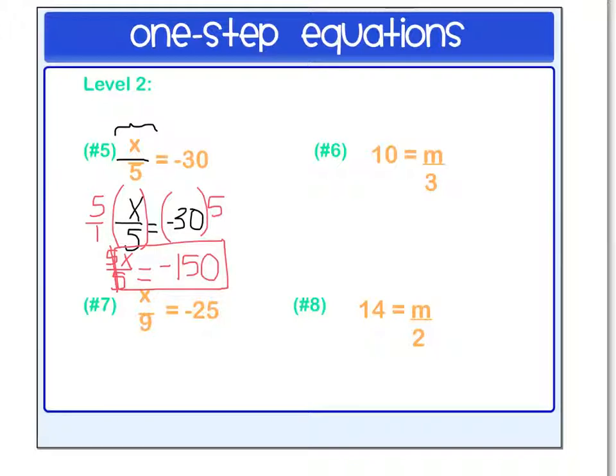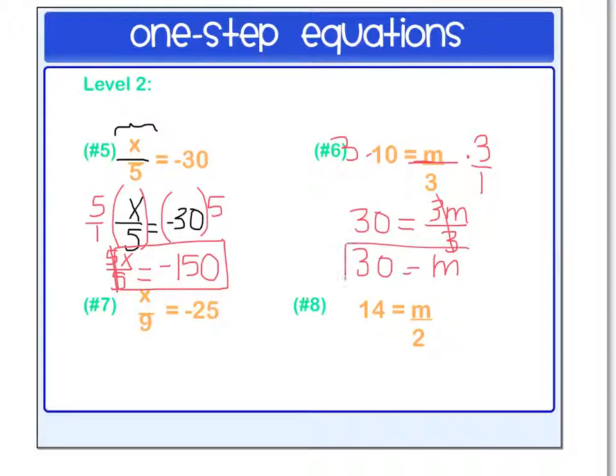On number 6, you'll notice that the m is connected to our 3 by division. We want to undo that division by multiplying by 3 on both sides. The 3 is like multiplying by 3 over 1, which gives me 3m over 3, which the 3 over 3's cancel down to 1m, and 3 times 10 gives me 30. So I get 30 for my final answer.